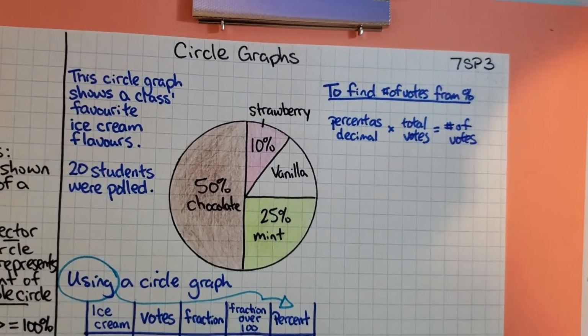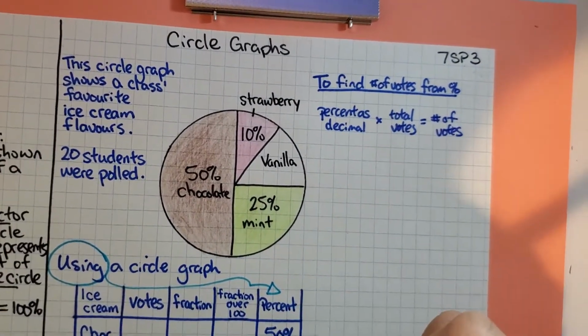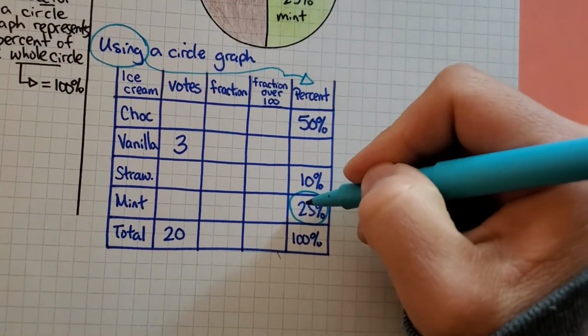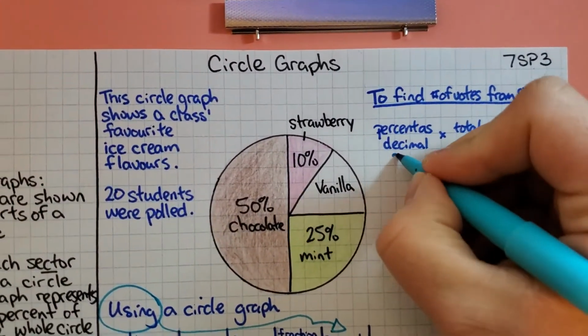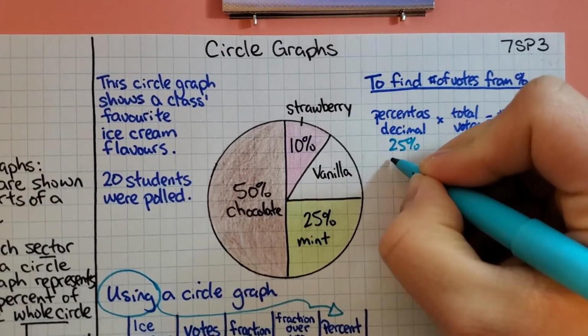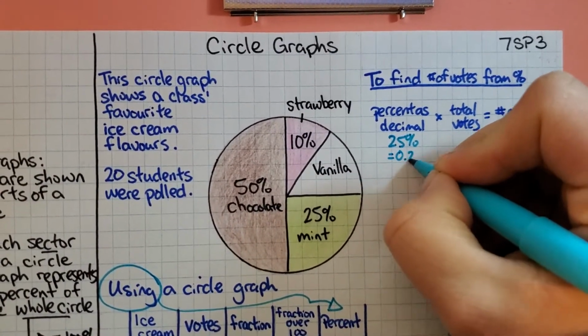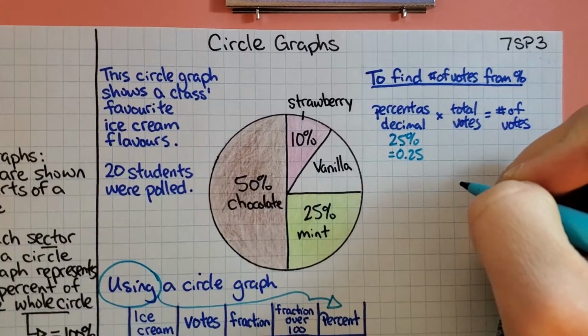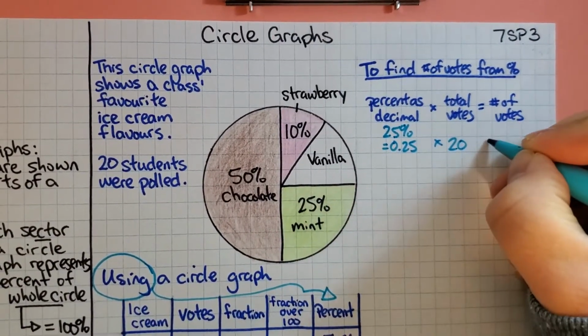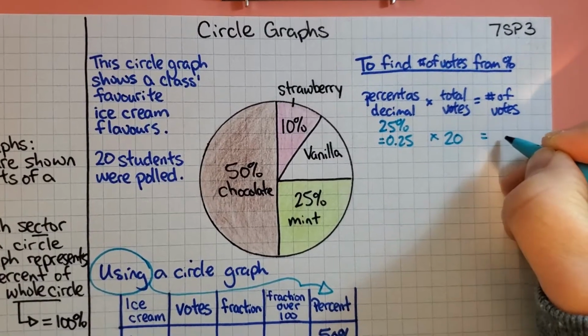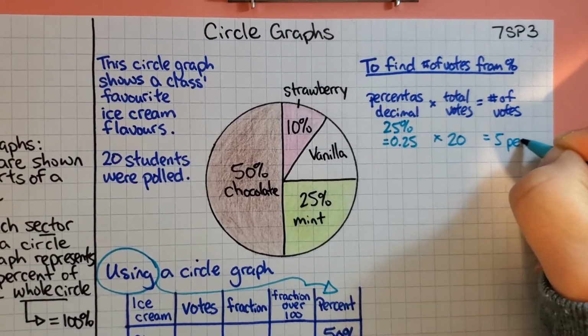So let's say we take that mint, 25% people like mint. So that's 25% as a decimal, 0.25, move the decimal place over. Total votes, multiply by 20. So we find that 5 people like mint.